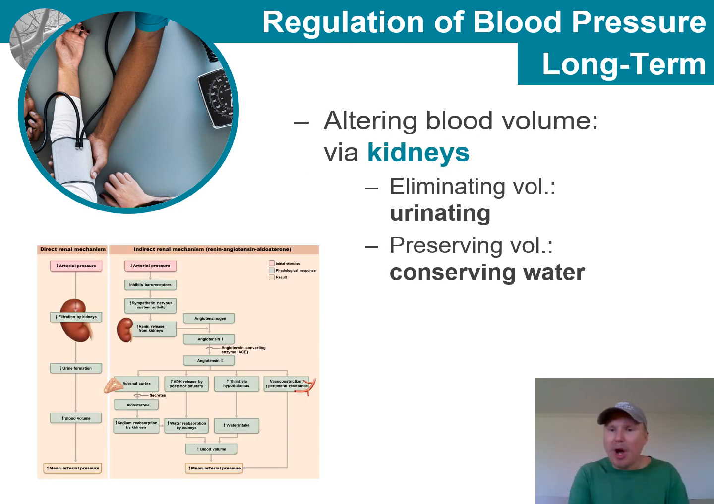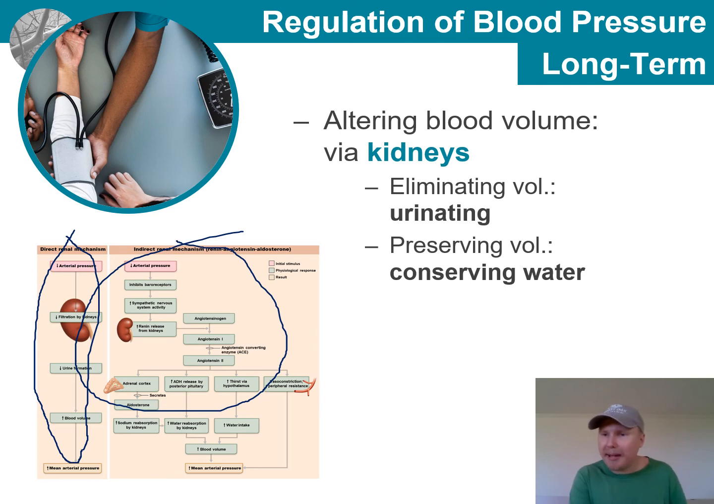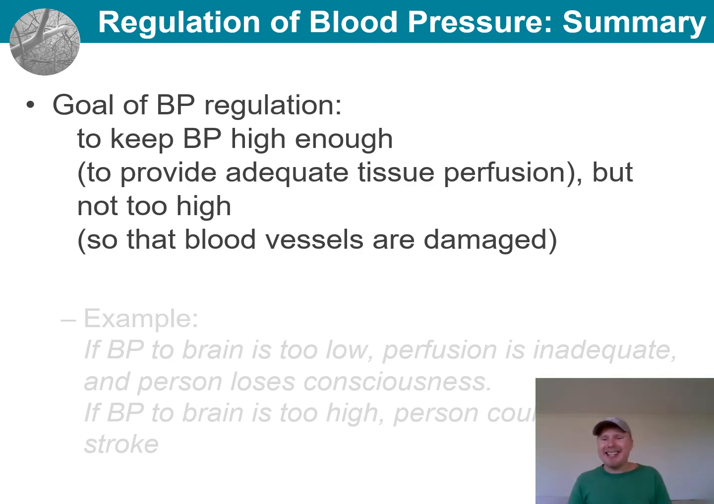Your textbook offers a nice diagram, which you can see here. Study it on your own time. The left side shows a direct mechanism, while on the right side here, we have a little more complex indirect mechanism. This is also known as the renin-angiotensin-aldosterone mechanism.